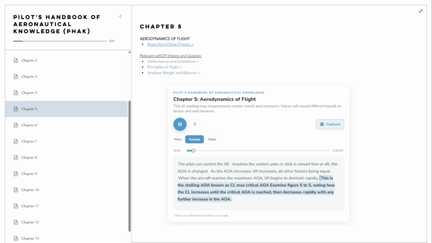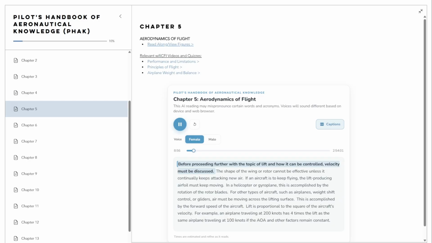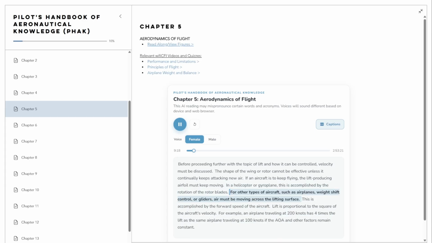Before proceeding further with the topic of lift and how it can be controlled, velocity must be discussed. The shape of the wing or rotor cannot be effective unless it continually keeps attacking new air. If an aircraft is to keep flying, the lift-producing airfoil must keep moving. In a helicopter or gyroplane, this is accomplished by the rotation of the rotor blades. For other types of aircraft, such as airplanes, weight-shift control, or gliders, air must be moving across the lifting surface. This is accomplished by the forward speed of the aircraft.